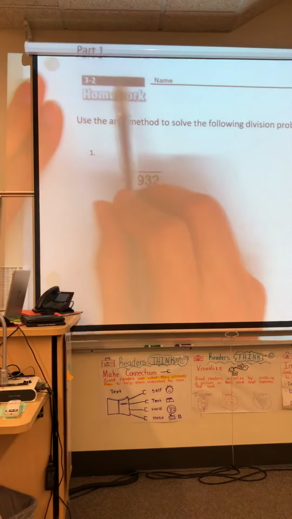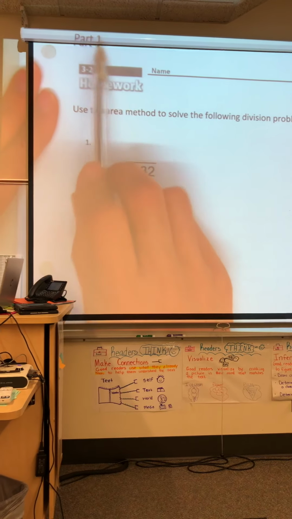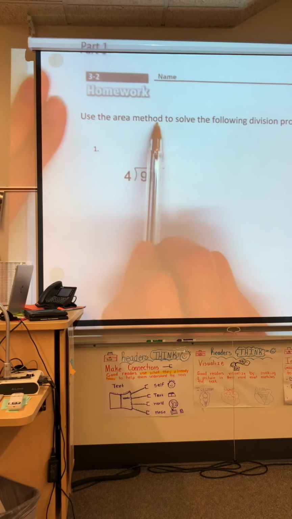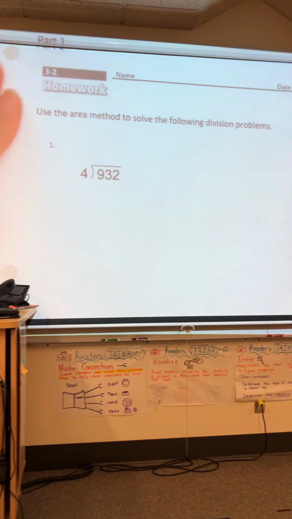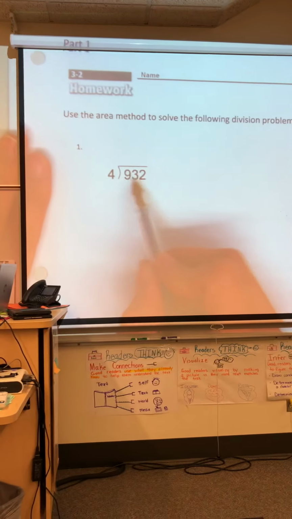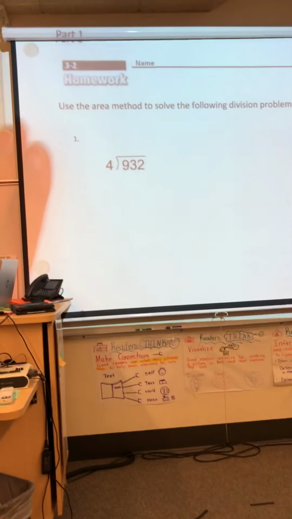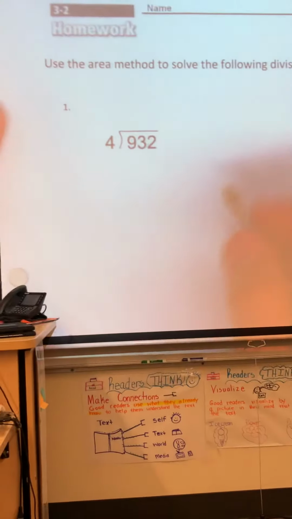Okay. I'm going to show you guys 3-2, part 1 homework. This is the area method, and here's how it works. We're going to solve 932 divided by 4. Since it's the area method, we're going to need to draw our rectangle.